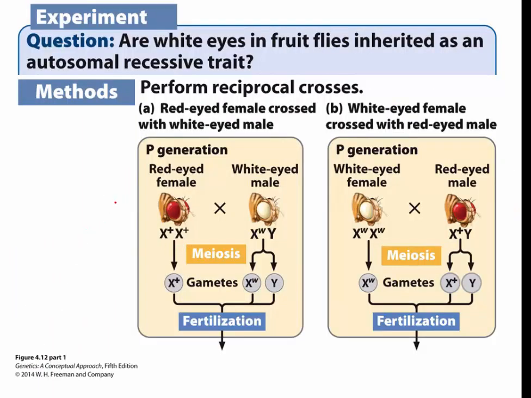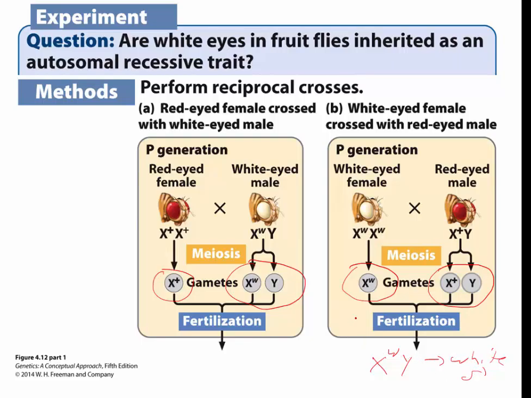So there's a close-up of that. We've got our red-eyed female. She can give this gamete. The male can give this. If you have a white-eyed female, the female has to give the X chromosome with the white allele. The male can give a wild-type X chromosome and a Y. And this is sort of the big deal here, is that when this XW gets together with this Y, you get white male.